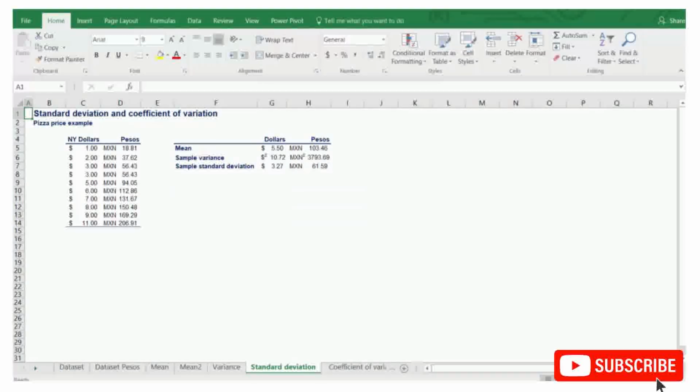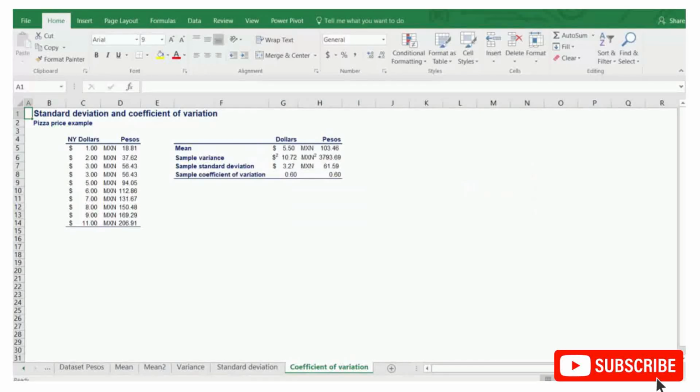Don't worry, it is time to use our last tool, the coefficient of variation. Dividing the standard deviations by the respective means, we get the two coefficients of variation. The result is the same, 0.60. Notice that it is not dollars, pesos, dollars squared, or pesos squared. It is just 0.60. This shows us the great advantage that the coefficient of variation gives us. Now, we can confidently say that the two datasets have the same variability, which is what we expected beforehand.